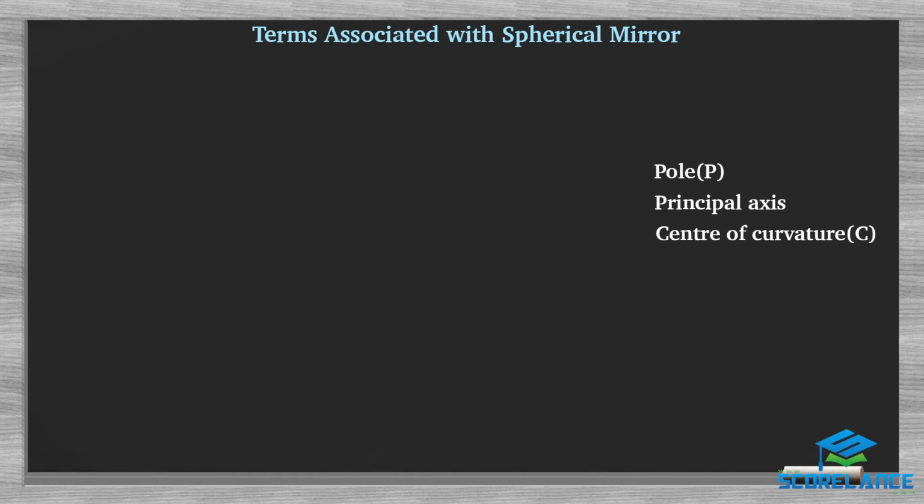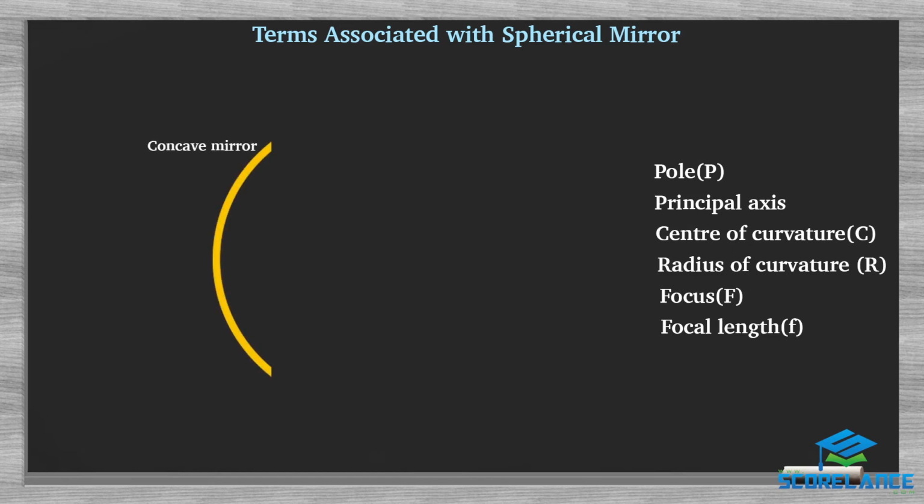Now let us see some of the important terms associated with spherical mirrors. Some of the important terms are pole, principal axis, center of curvature, radius of curvature, focus and focal length. Now let us learn each one individually. What is pole? We all know that this is a concave mirror, right? Yes. How? Because the reflecting surface is inside. The geometrical midpoint of the concave mirror is known as pole.